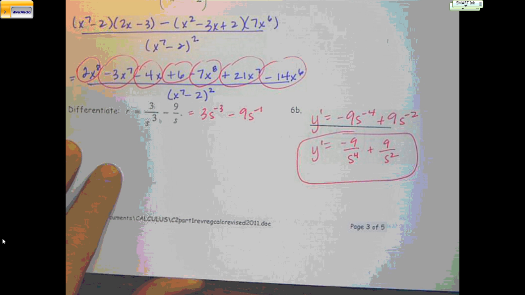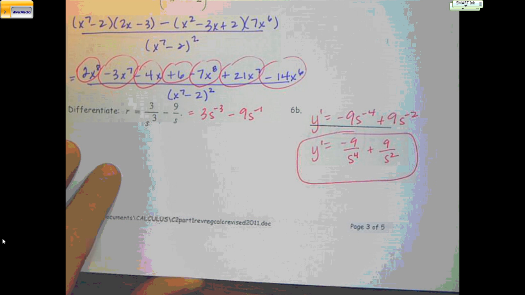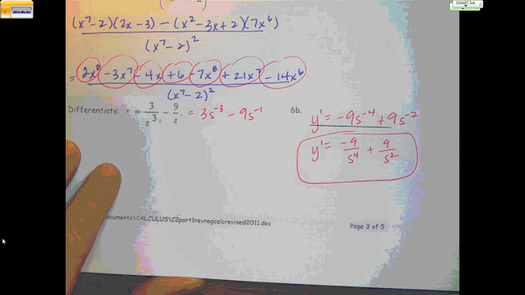Yes, ma'am. Yes, sir. Could you also apply that 9 by s squared? Oh, like to get common denominators? Yes, you could, totally. Absolutely. All right, next page.